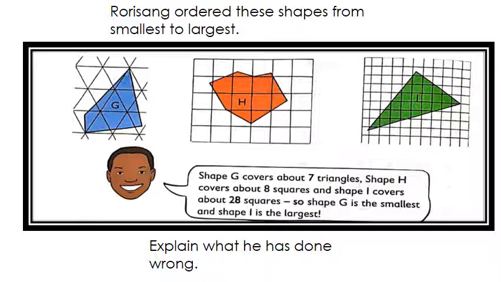Explain what Rorisang has done wrong. In terms of identifying the number of triangles and squares, he was correct. But to conclude which shape was the smallest and the largest, what mistake did he make? Remember that to compare shapes, we need to use the same units. If we are using squares, then let it be squares. If we are using triangles, then let it be triangles. But remember, the units have to be the same.